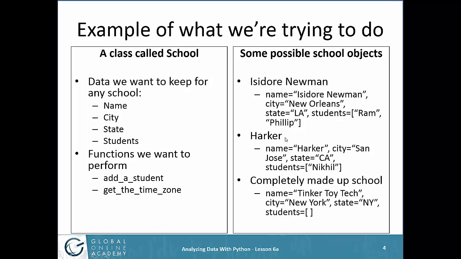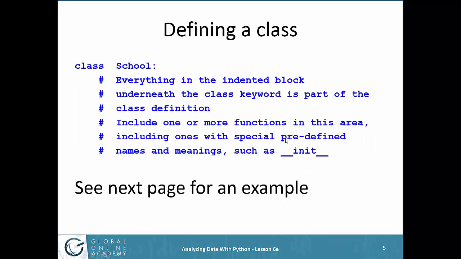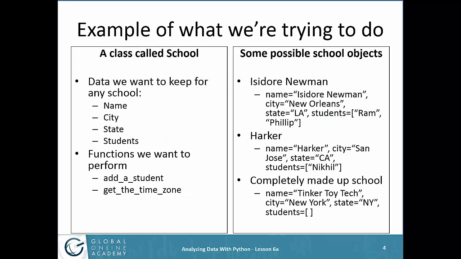Maybe we've got another object called Harker. It's also a member of the same class. One class called school. Now we're up to two objects in that class. The name would be Harker, the city would be San Jose, the state would be California. In this case, the students would just be the list containing one single element, because Nickel is our only student from Harker. And maybe we have another object called the completely made up school. Put in a name, Tinker Toy Tech, make it be from New York, New York, and have an empty list for students.